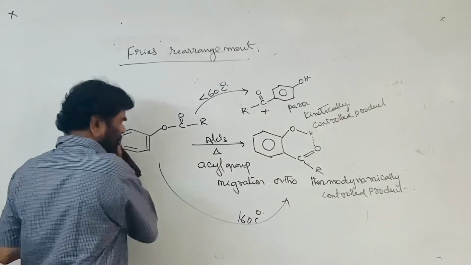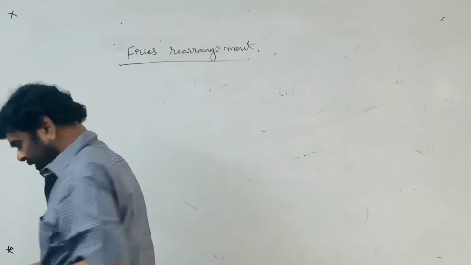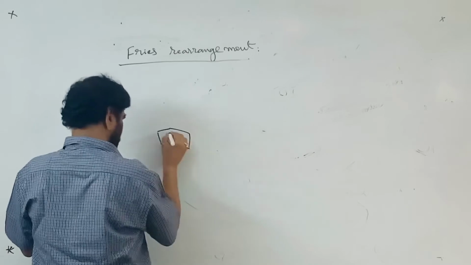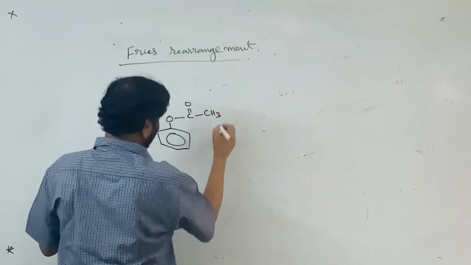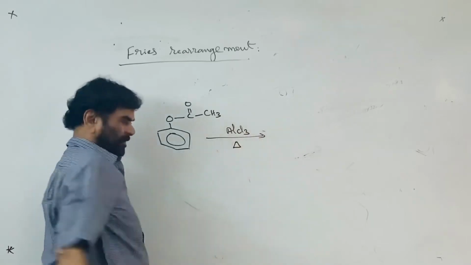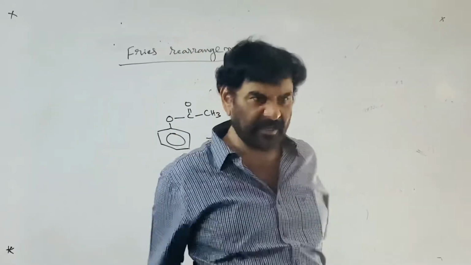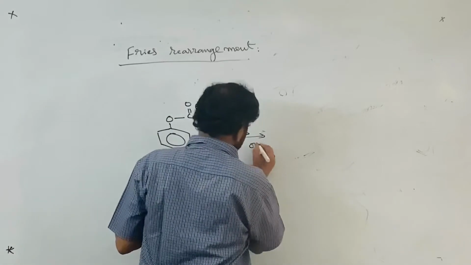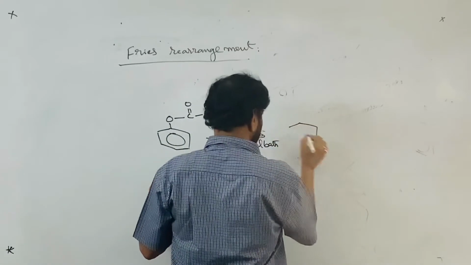How does this reaction take place? Let me write some examples. Let me take phenyl acetate. Phenol is treated with acetic anhydride, then treated with AlCl3 and heated. Normally it is heated on an oil bath to provide the higher temperature conditions, and we take a liquid which has a higher boiling point. That is normally called the oil bath, at around 160 degrees Celsius.